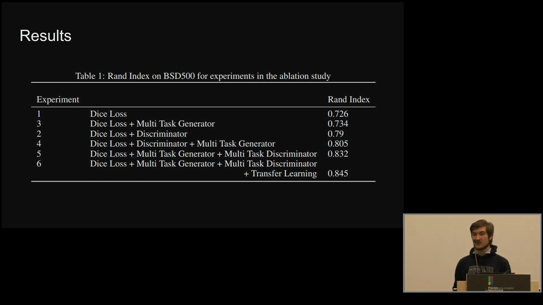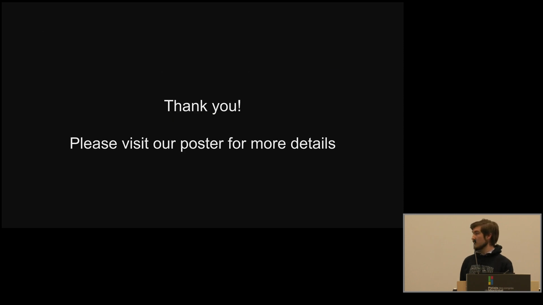Finally, since we have the GAN discriminator, we can actually train on previously unlabeled data, like we've seen in the talks before, and this also additionally gives us a slight improvement. All right, with this, thank you very much, and if you have any questions, please come to my poster. Thank you.